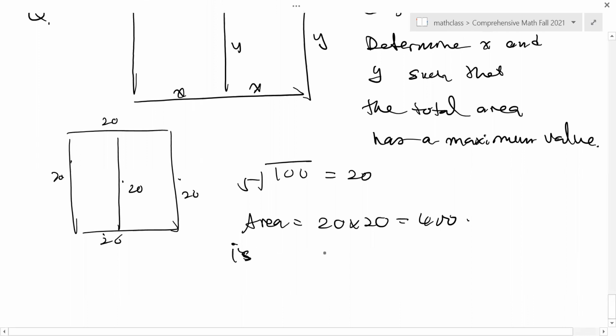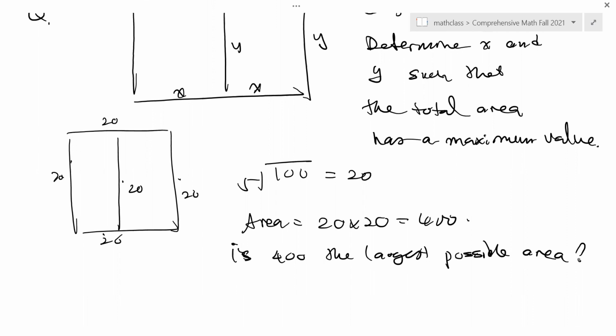Is 400 the largest possible area? Okay, this is kind of a research problem, but you can use mathematics to solve it. It's very realistic, right? You bought a 100 feet long fence, and at the very beginning you want to make a garden. But for some reason, you have to divide it into two regions, and still use that one piece of fence.